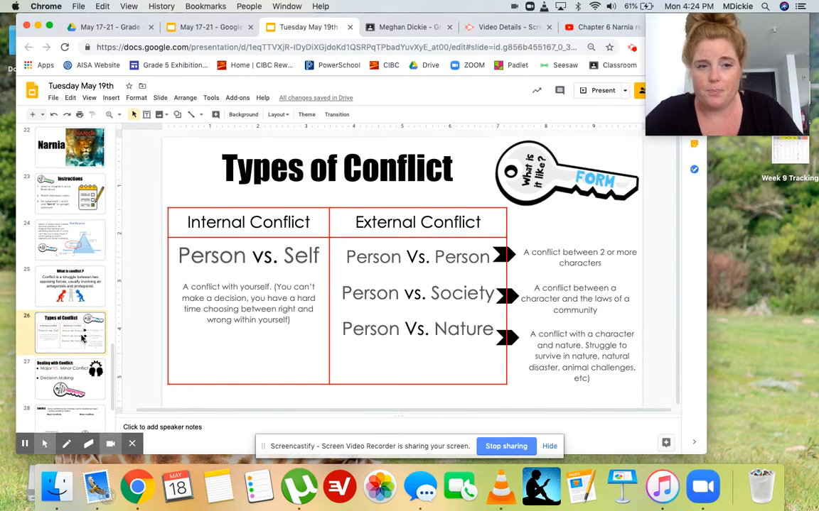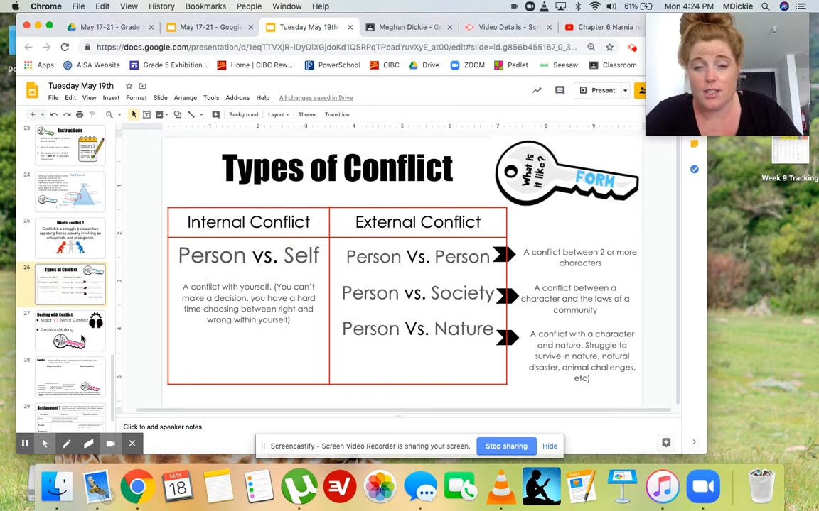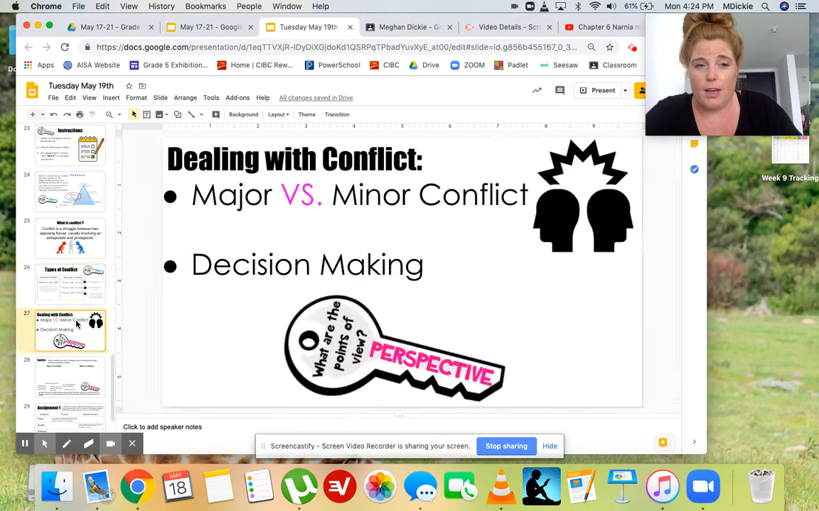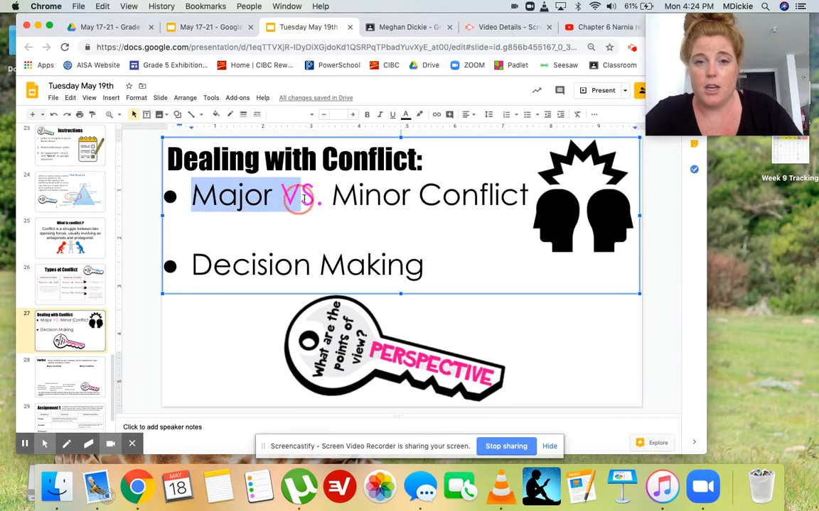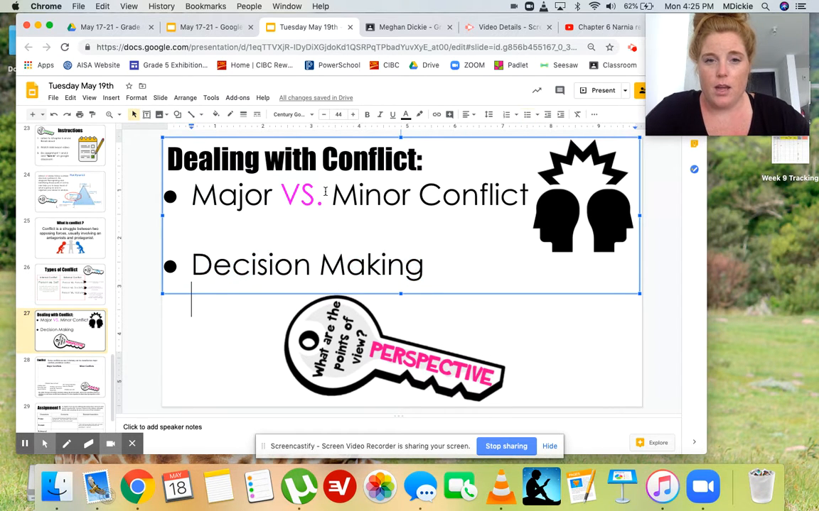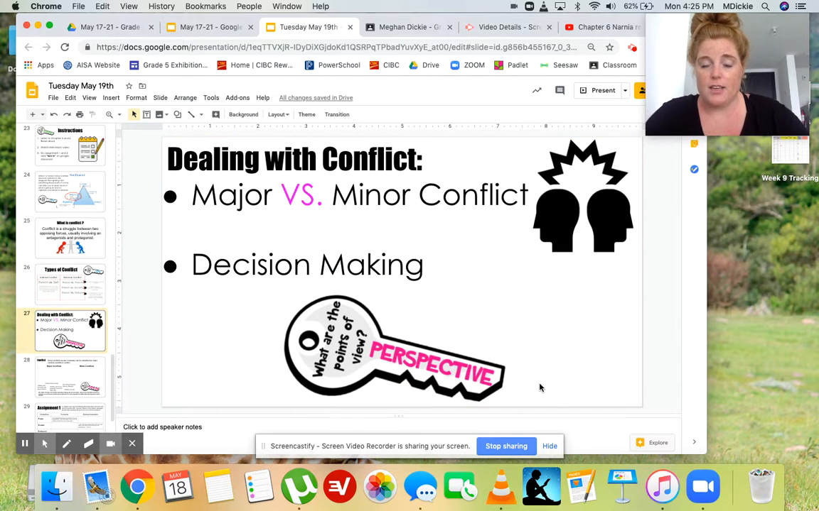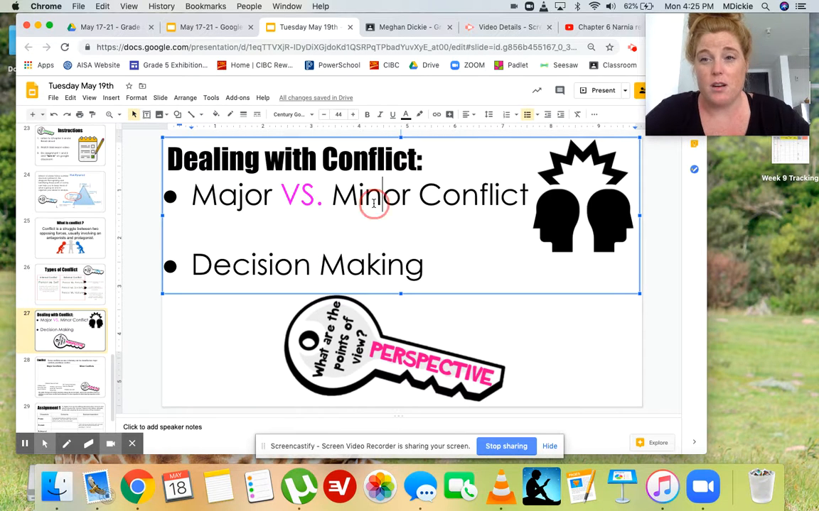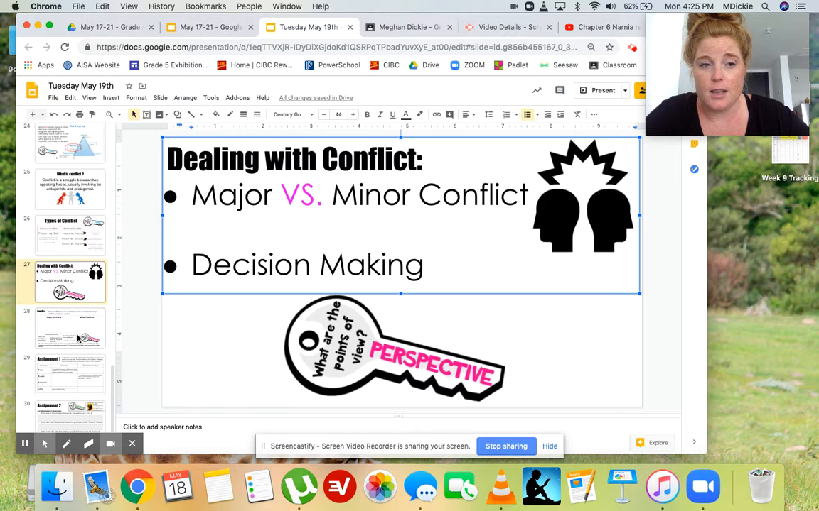So now we're going to add another layer to conflict, and not just look at types of conflict, but we can also look at sorting conflicts into 2 categories: major and minor conflicts. And then we're also going to see in chapter 6, you probably would have already noticed it since you've already read it, that we're going to see a lot to do with decision making. Okay, and both of these, we want to keep in mind this key concept of perspective, because we all have our own perspective and our own points of view on how we want to make decisions with conflict and what we think is a major and a minor conflict. So I'm going to show you some of that as an example.